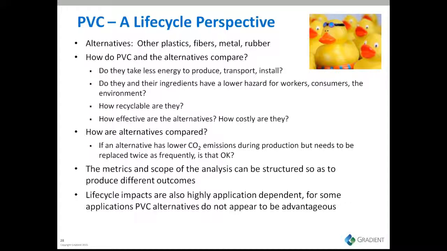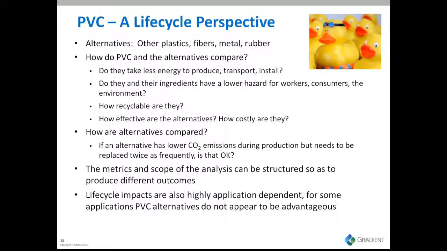So, if we take a sort of broad life cycle perspective, what are the alternatives to PVC? Certainly, one can consider other plastics. You can also consider fibers, cotton, jute, hemp, things like that, metal or rubber. But then you need to consider how those materials compare to PVC overall. Do they take less energy to produce, to transport, to install? Do they and their ingredients have a lower hazard for workers, consumers, or the environment?